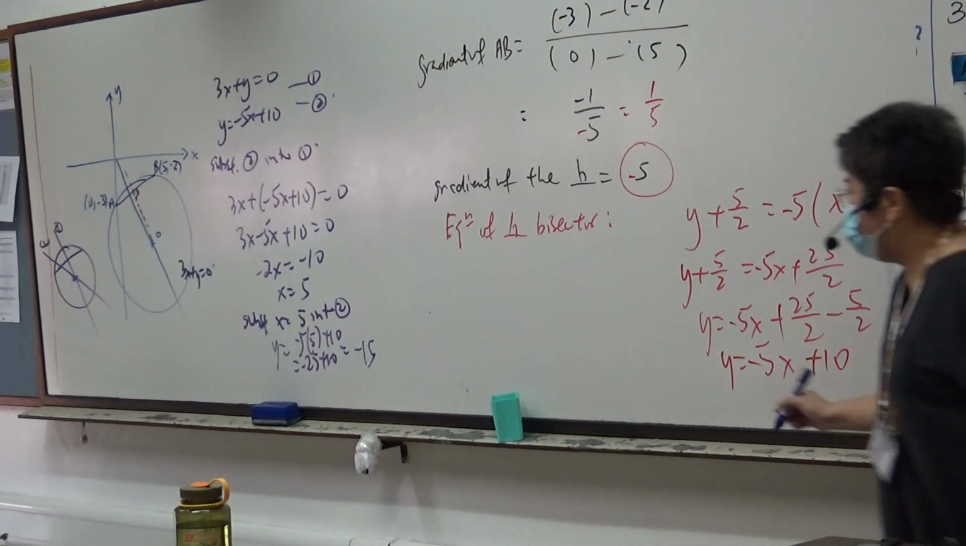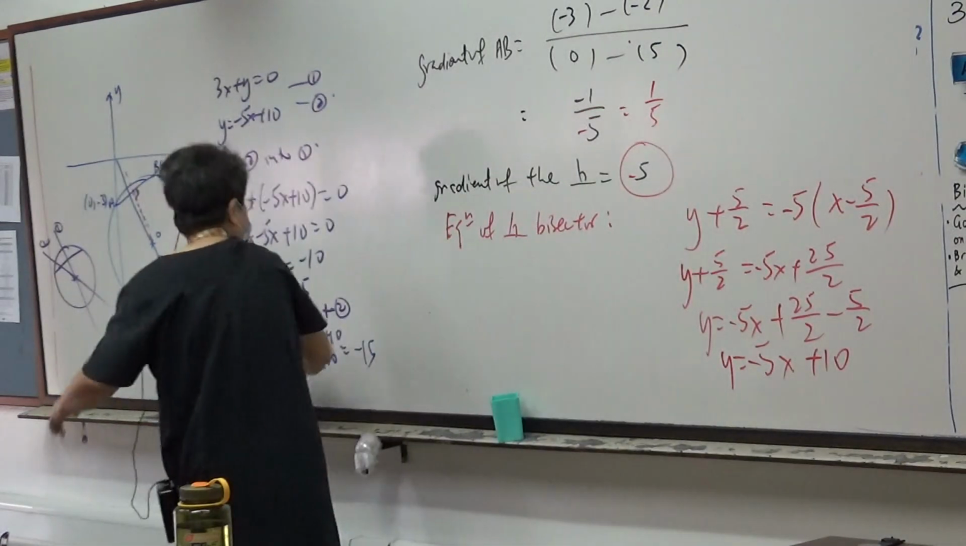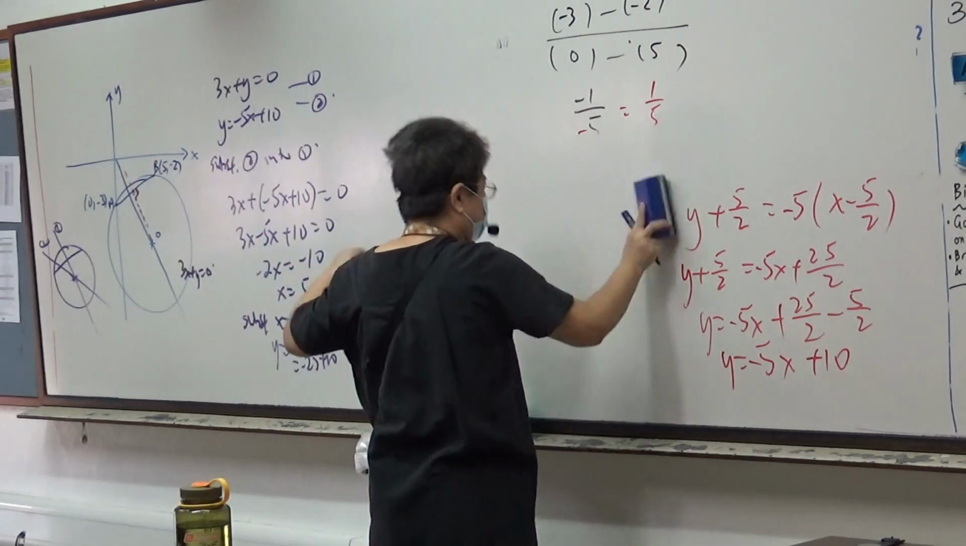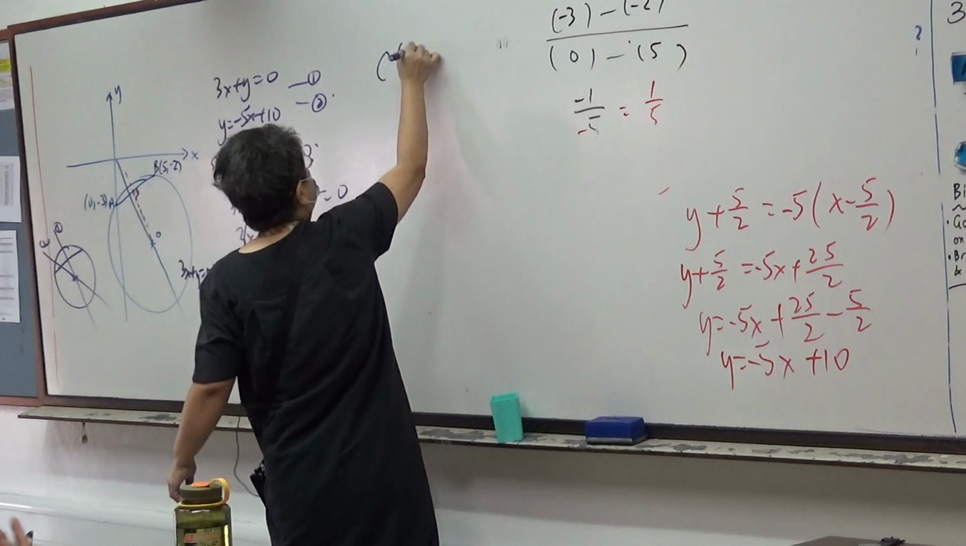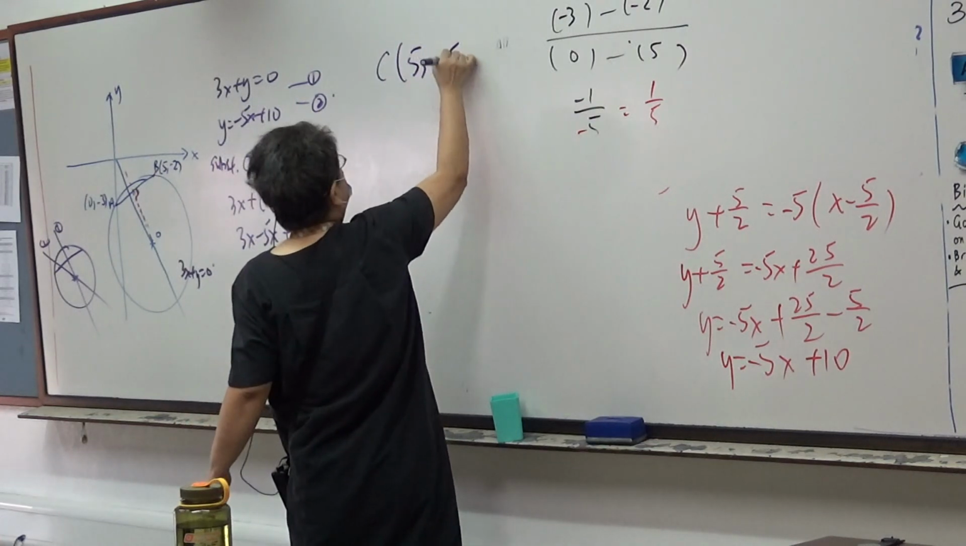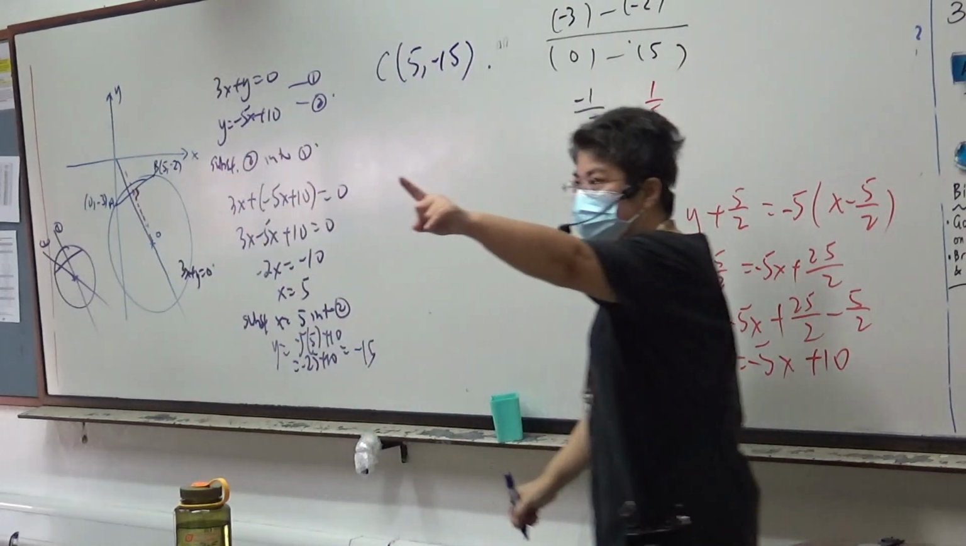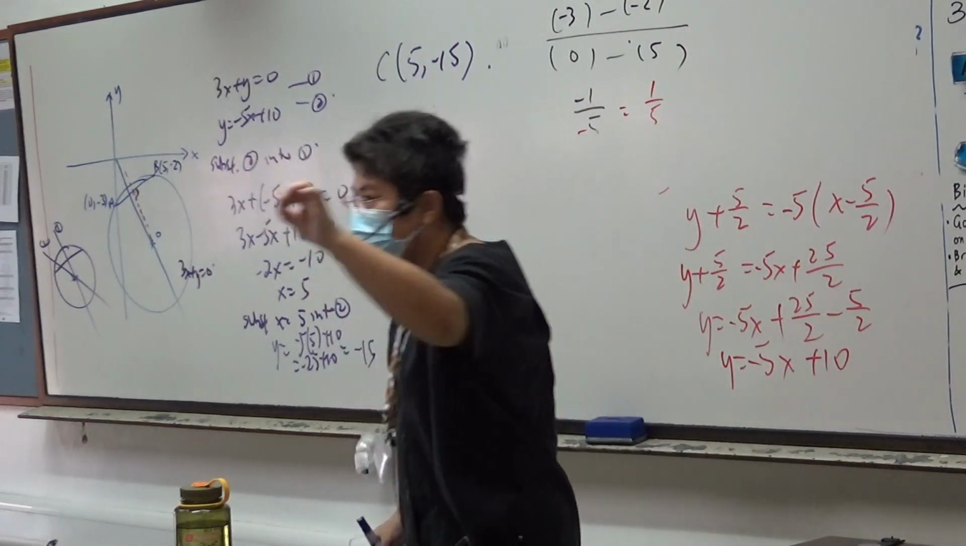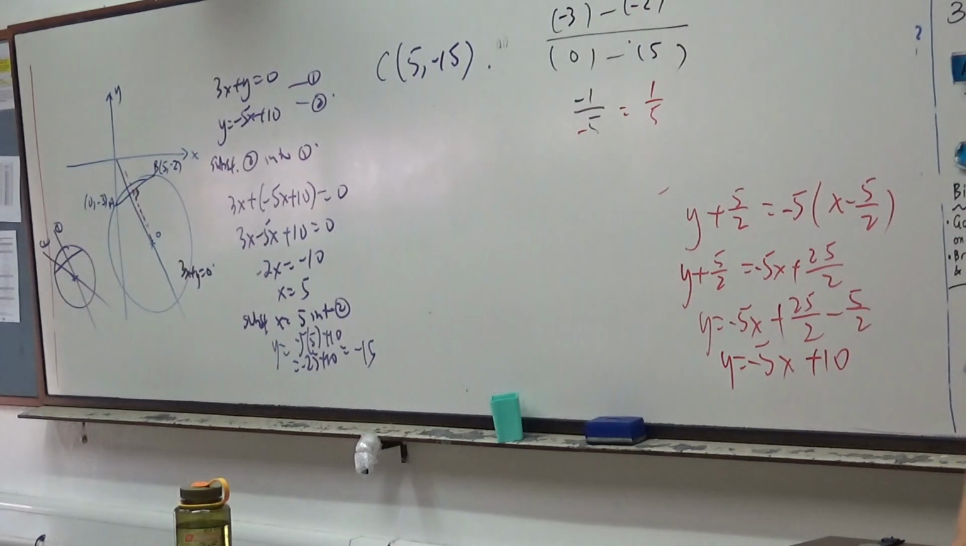Negative 15. So what are the coordinates of my center? 5, negative 15. Can you see? I can get it straight away. Are you okay with this question? Okay, next part, part 3.